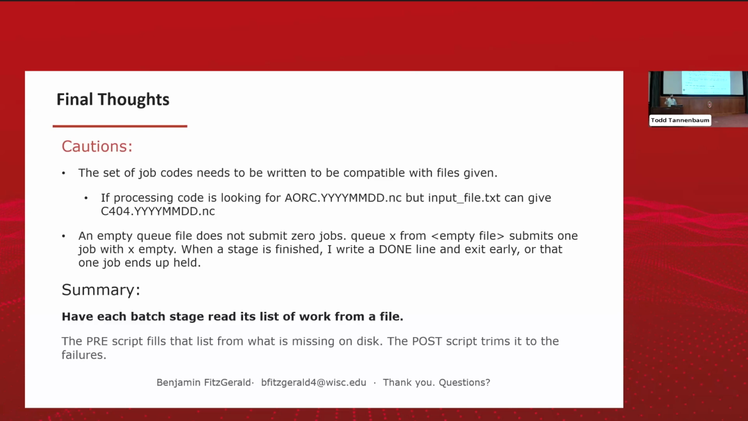To summarize, you have the batch stage read its list of work from a file, and then it runs through that file and updates the file based on what outputs are there, and then repeats until you have all of your outputs, and then you move on. So with that, I'm done. My email's up here if you have any questions about how to get this working, and I'd like to take any questions.